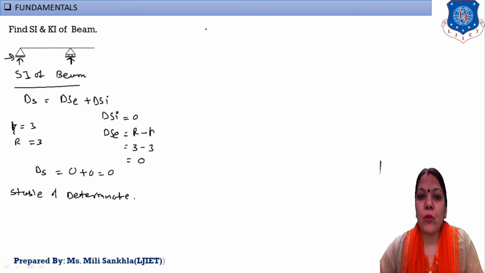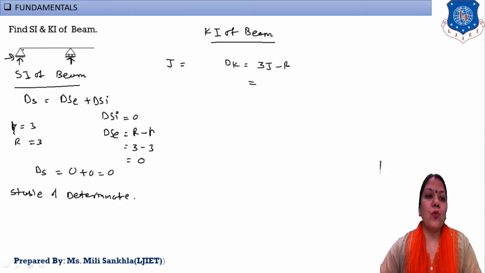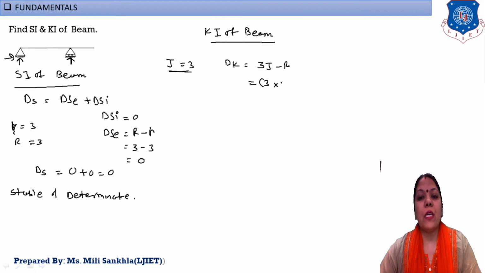Now next we find out Ki. Write down Ki of beam. Okay, and what is the equation of Ki? dk is equal to 3j minus r. Okay, r we already find out. What is j? J is equal to this one joint, second joint, and this free joint we also count out. Okay, so j is equal to 3. Now one by one, 3 into j is equal to 3 and our r is equal to 3. 3 3s are 9 minus 3 is equal to 6.